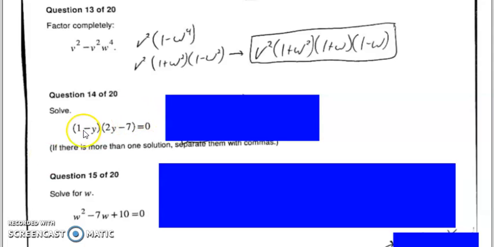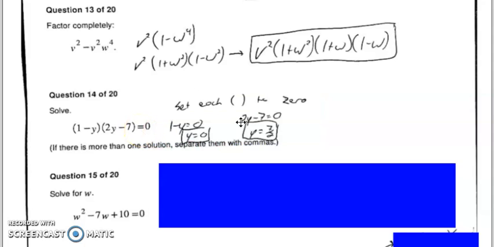All right, problem 14, we need to solve. Anytime it says solve, we should have an equal sign in our final answer. Well, I can use the zero product property here and set each parenthesis grouping equal to 0. So 1 minus, wow, how did I get that wrong? I just noticed a mistake. That should be y equals 1. 1 minus y equals 0, and then 2y minus 7 equals 0. Solve each one of these for y, and there you go.